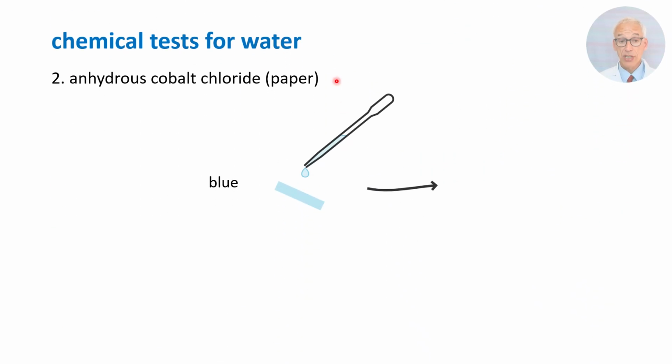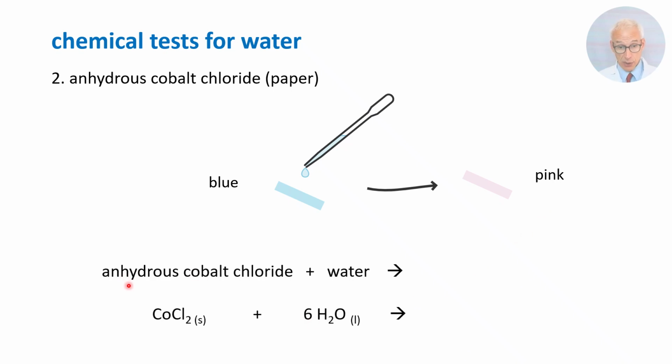The second chemical test involves anhydrous cobalt chloride, but this time a piece of paper impregnated with cobalt chloride. It's blue. If we add drops of water, what colour is produced? You are expected to know this. It's pink. So blue cobalt chloride paper turning pink is a test for water. So we have anhydrous cobalt chloride and water. What's the name of the product?